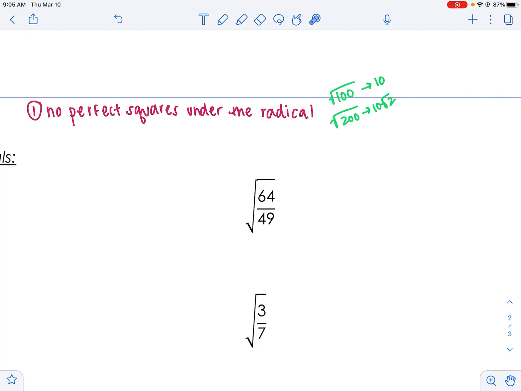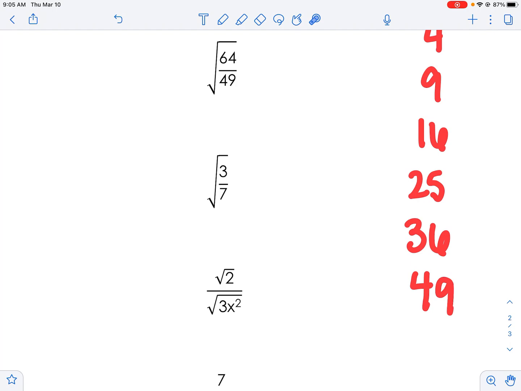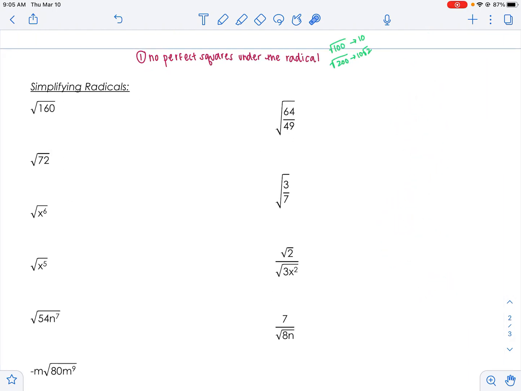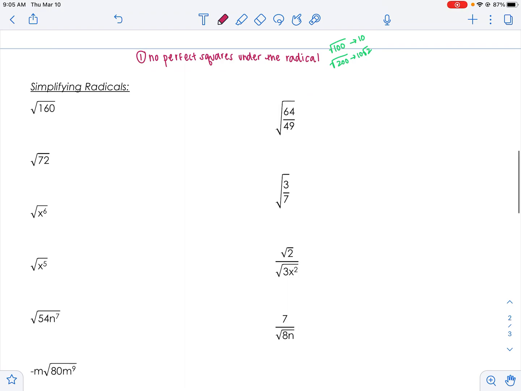And if you remember our perfect squares, it would be 1 times 1 is 1, 2 squared is 4, 3 squared is 9, 4 squared is 16, 5 squared is 25, 6 squared is 36, 49. It's just the number times itself. So that's our first rule with simplifying radicals.